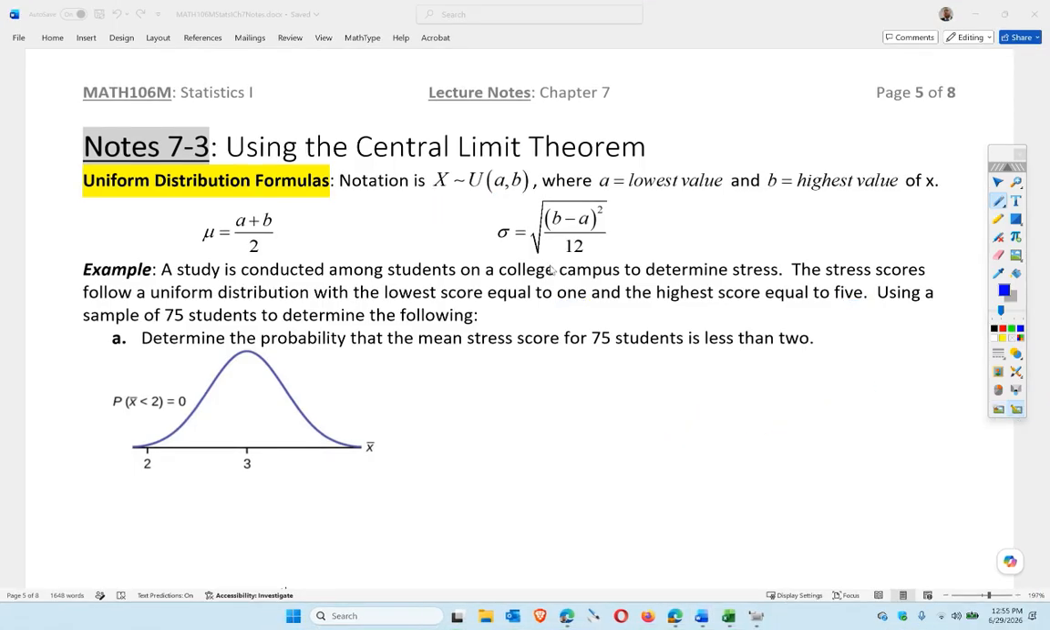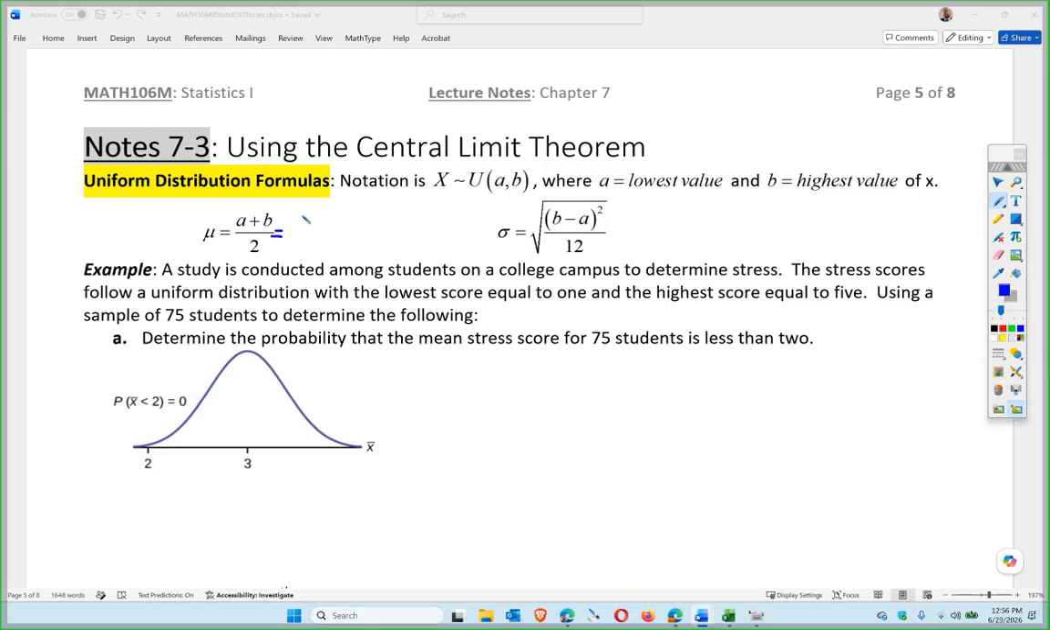Okay, so we need to calculate the mean and the standard deviation for a distribution, no matter whether it's normal or not. And the formulas for mean and standard deviation are going to be different for each type of distribution. We're not going to do every single type of distribution there is, because that's not possible. But if we do uniform, these are the formulas, right?